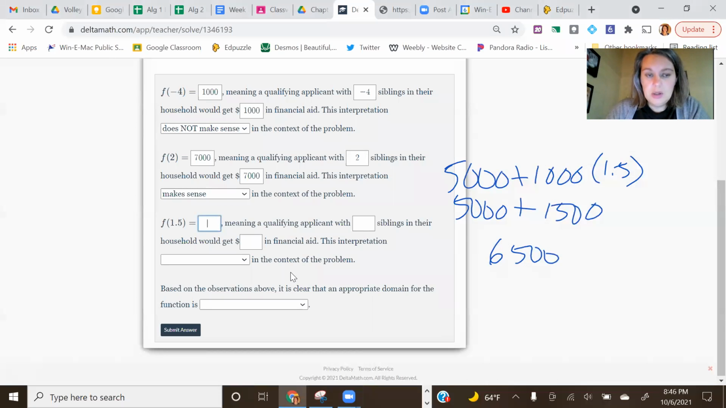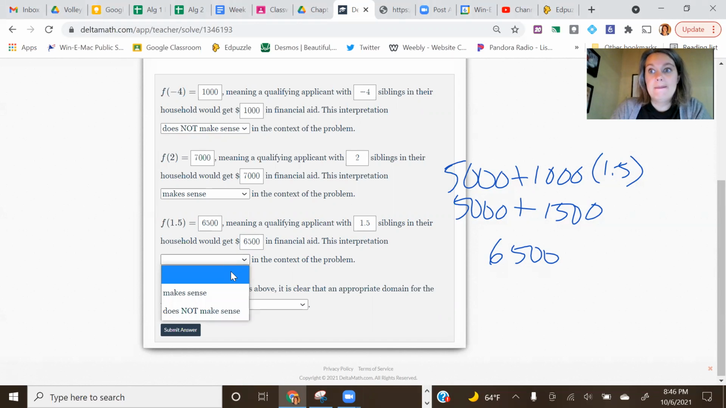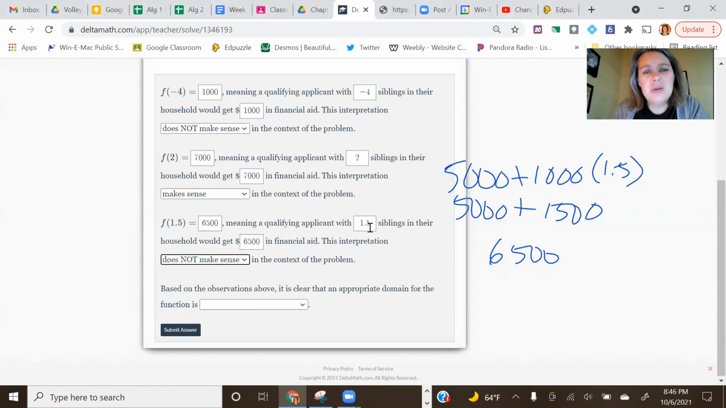So we plugged in 1.5, we got 6,500. How many siblings? 1.5 siblings. That's what we plugged in for X. We got $6,500. And does this make sense? I'm going to say no. It doesn't make sense because you can't have 1.5 siblings. I mean, I know we say half siblings, but do we really count them as half of a person? No. They're our sibling. They live in our house.